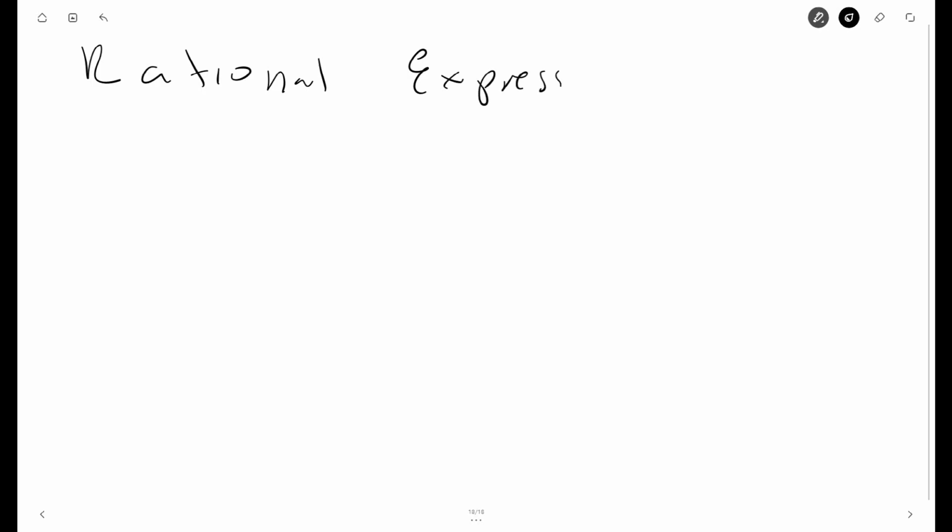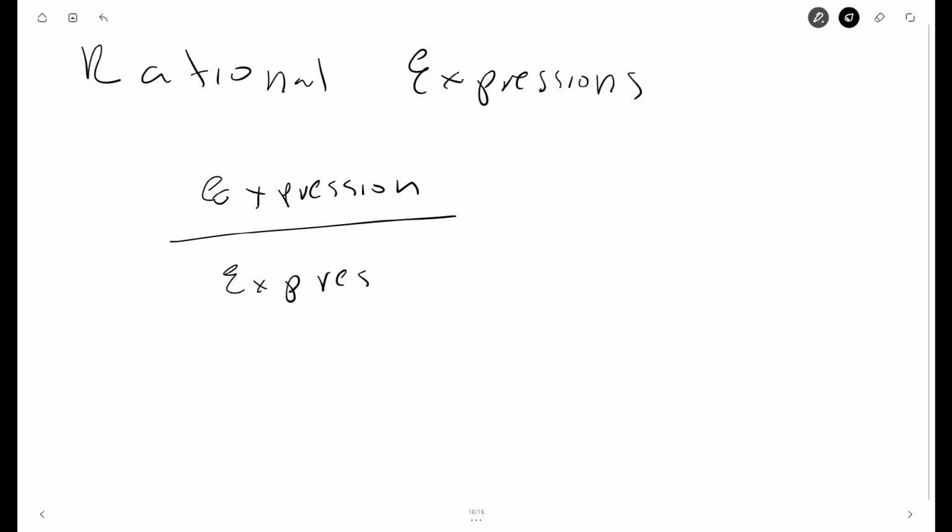In this video I'm going to do rational expressions. So rational expressions look something like this. You have a fraction, and on top you have an expression, and on the bottom you have an expression as well.